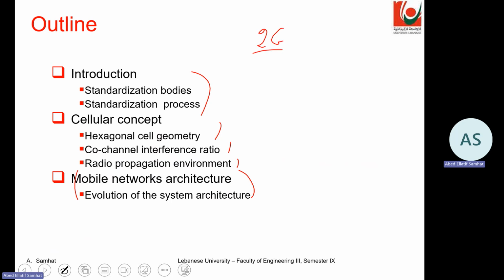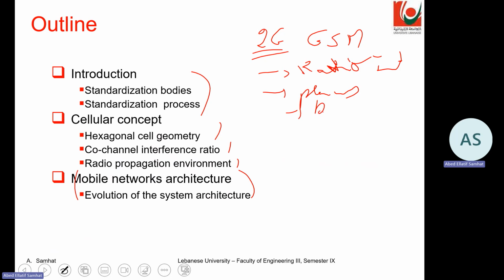And remember that in this course, after doing that, we will continue investigating the second generation cellular system, which is GSM. You can check the syllabus of this course. We will investigate the radio interface in detail to understand how it is working, and after that the planning of the system, and we will do some dimensioning. Okay, and after that we move to the other generations.